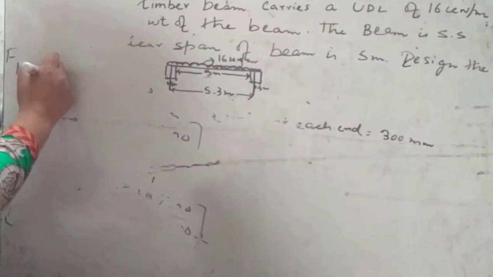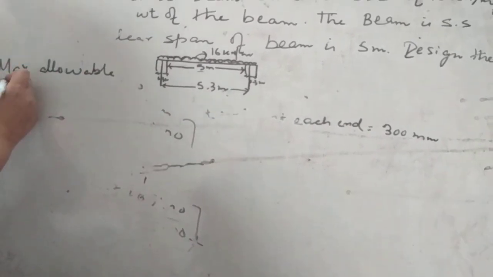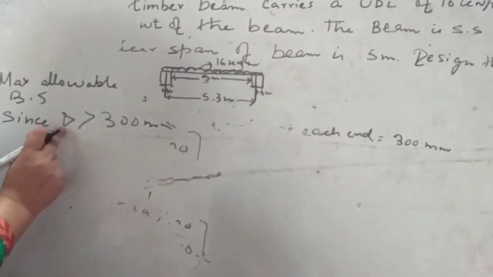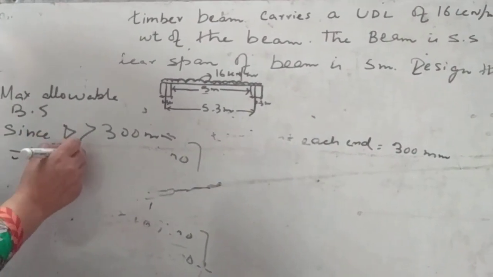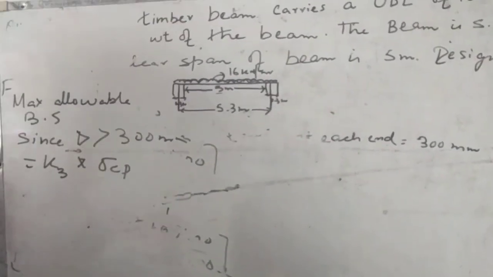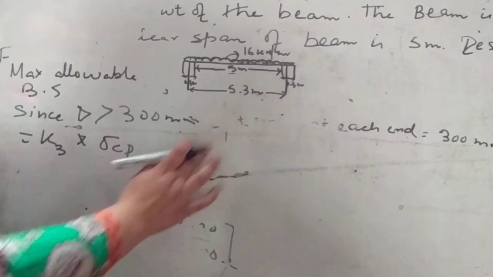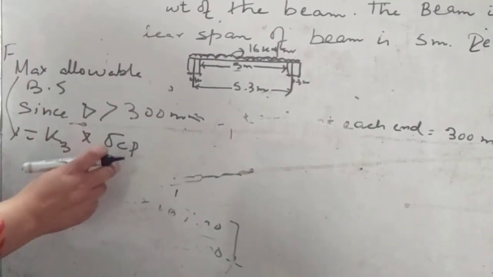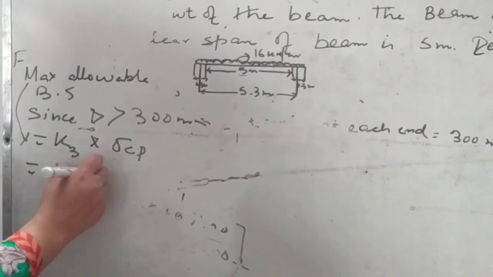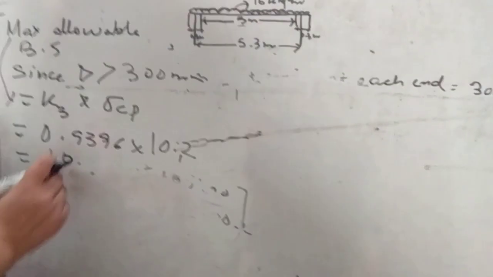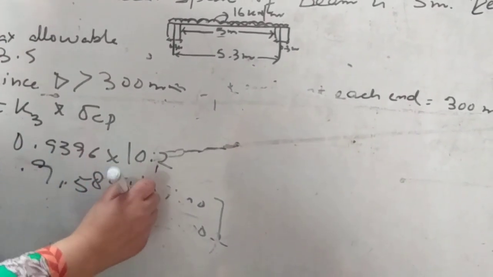Now the maximum allowable bending stress. Since we have assumed depth d as 400, and d is greater than 300 mm, the maximum allowable bending stress will be equal to K3 into sigma Cp. K3 is equal to 0.9396 into 10.2, so it will come out as 9.584 Newton per mm square.